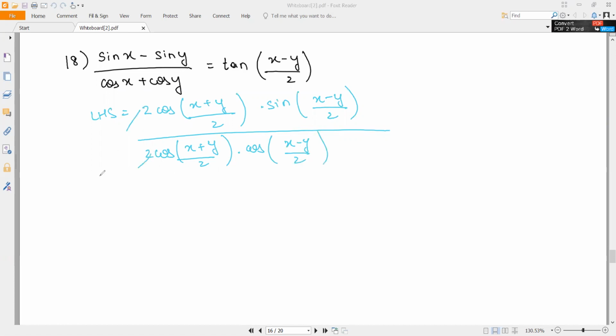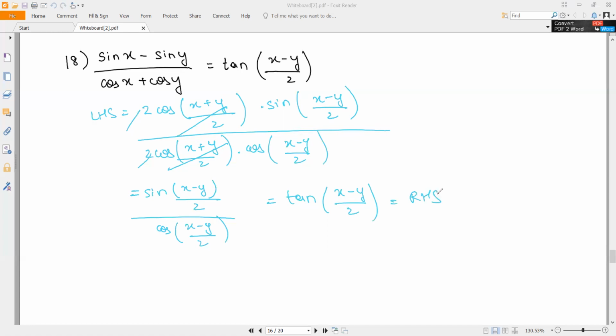2 gets cancelled. This cos positive term gets cancelled. You're left with sine of x minus y upon 2 whole upon cos of x minus y upon 2. So for the same angle, sine theta upon cos theta is equal to tan theta. This is tan of x minus y upon 2. This is your RHS. Next.